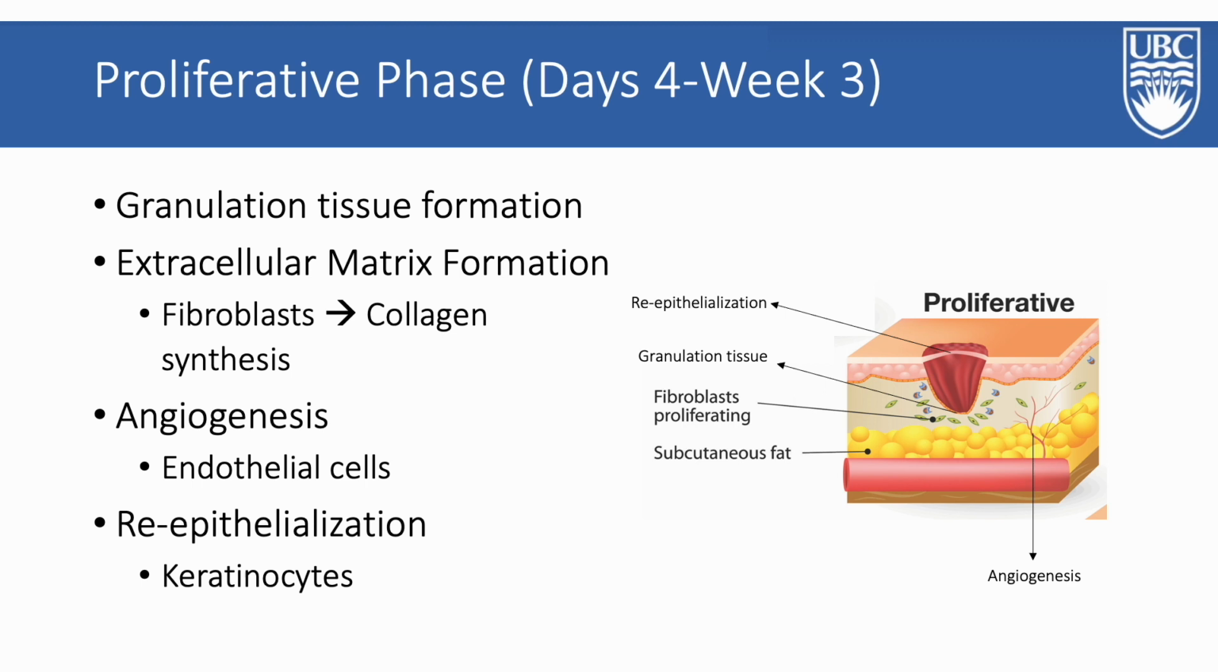The initial fibrin matrix is gradually replaced with granulation tissue. Granulation tissue is largely composed of 3 cell types: fibroblasts that produce collagen, macrophages, and endothelial cells to promote angiogenesis for a new blood supply to the wound. During this phase, keratinocytes from the periphery will migrate onto the new extracellular matrix scaffold and re-epithelialize the wound.